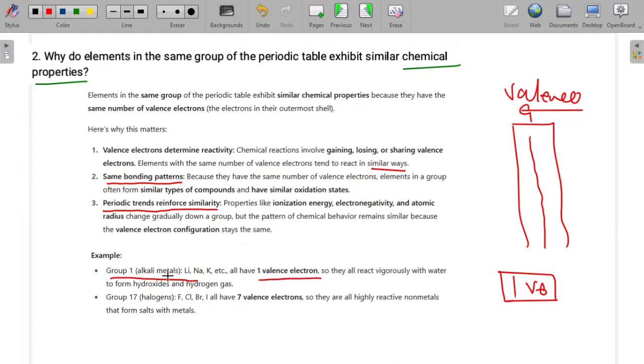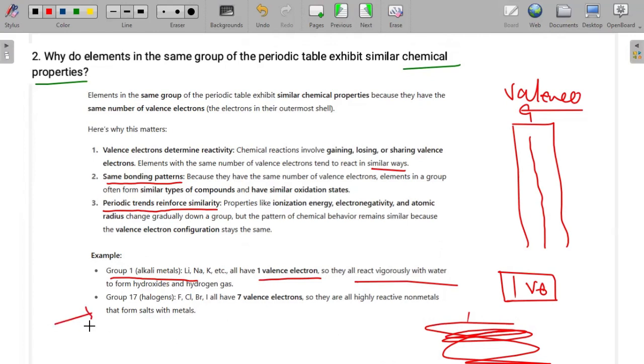For example, all these group 1 alkali metals react vigorously with water. If you get an element from group 1 and pour it in water, you're going to see a vigorous reaction.